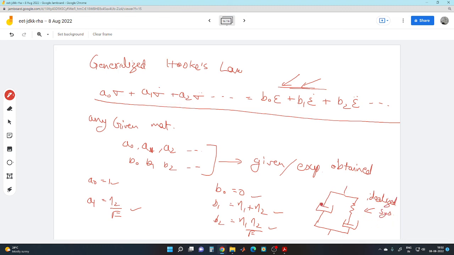So what we do is we modulate this idealized system to match with the actual material using these elements. Am I making sense now? Yes, sir. Yes. So this is what we try to do.